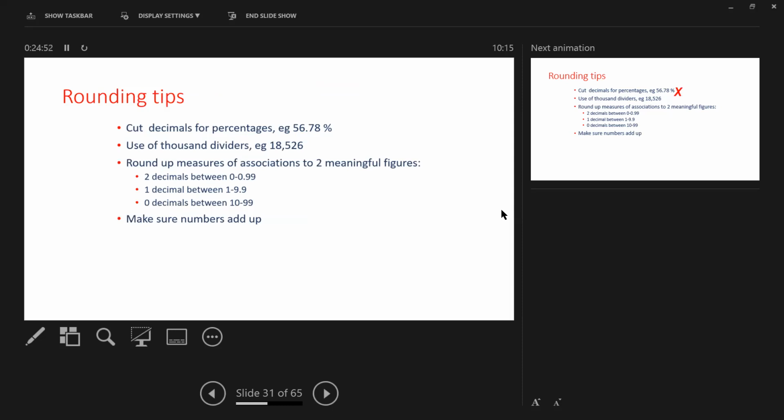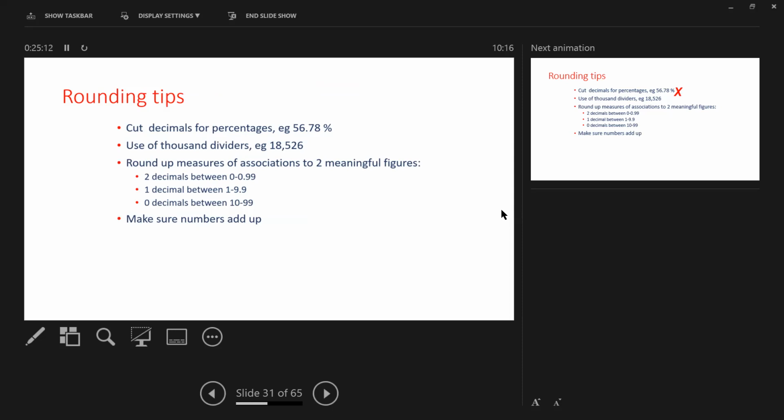Rounding, again, think about what is meaningful. If you're looking at very small differences and your unit is in microns, then 2, 3 after the decimal is important. If you're looking at large numbers, you don't need that level of detail. It doesn't add anything. It's not meaningful.